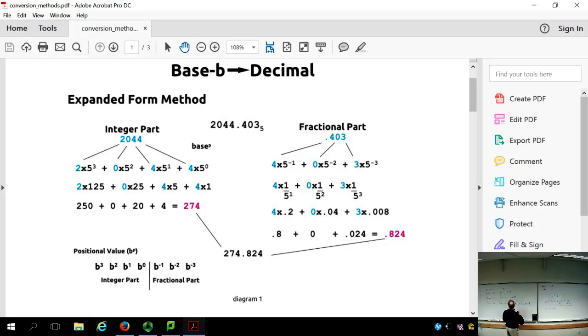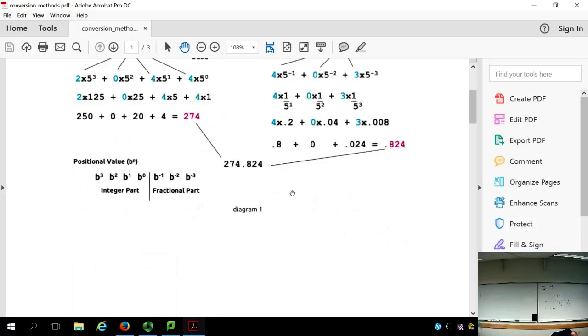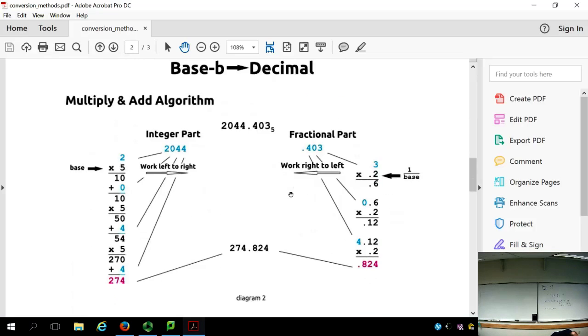The multiply and add algorithm basically works like this. The thing to remember here is that in your integral part, you're going to work this way, and your fractional part, you're going to work this way, which is really wonky, weird. There's some calculator tricks, which I think I'll show you tomorrow. We'll see if we get to it, on how to do this very quickly.